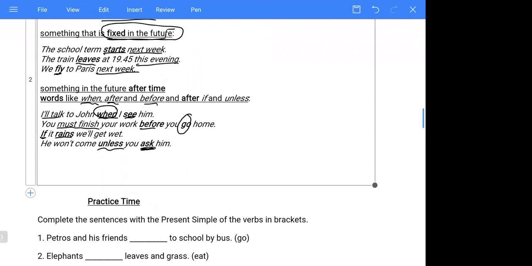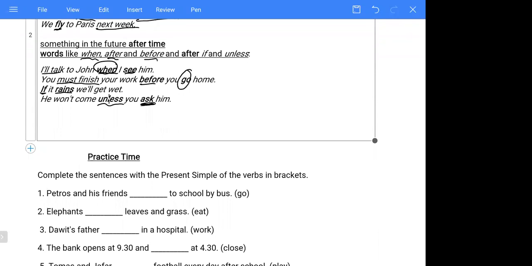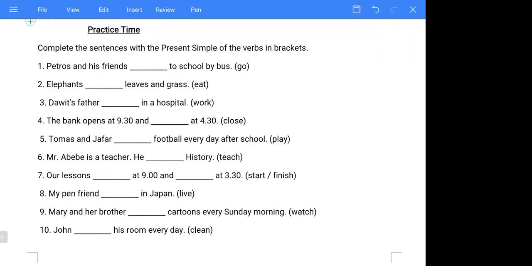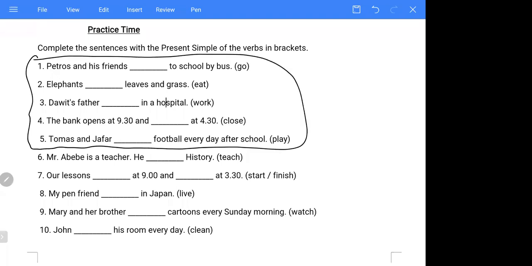It's practice time, but we are left with I don't know how many more minutes. Yeah, 3 minutes. Let's try to do at least question number 1 up to 5. Can you try number 1? Anyone who can try number 1.